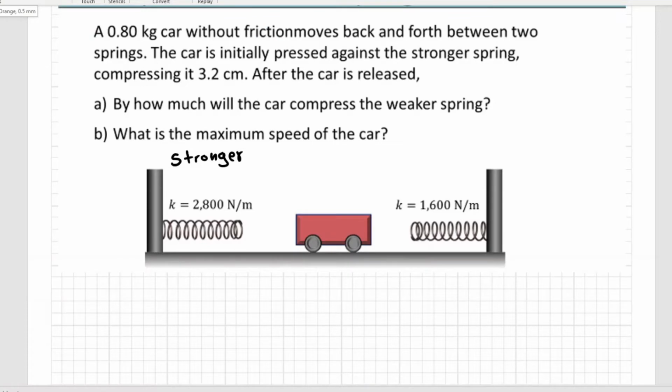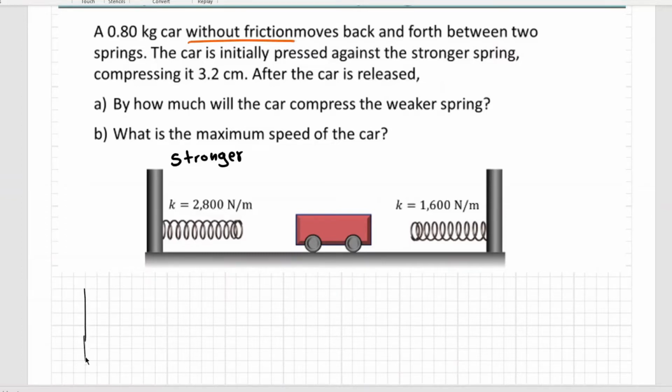Another important piece of information is that the car moves without friction. And that's important because that means the mechanical energy will be conserved, which means that the mechanical energy will be distributed among the kinetic energy of the car and the elastic potential energy on the springs.